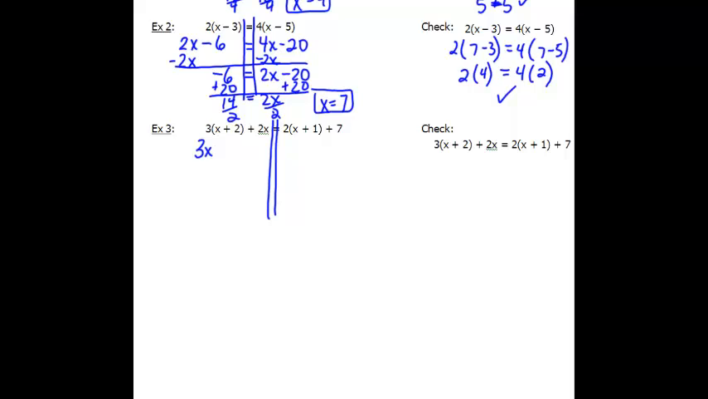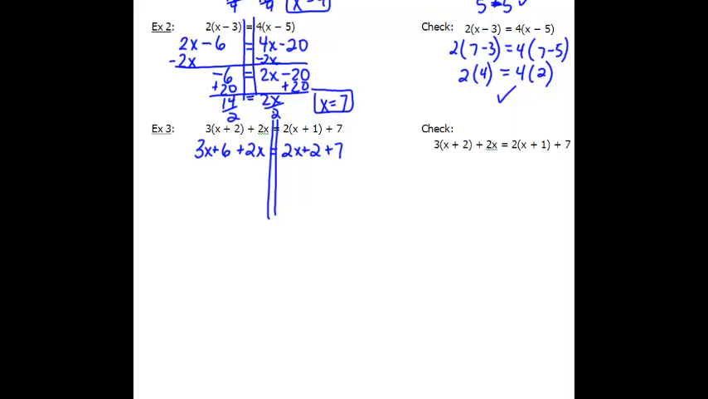So we're going to start with our Great Wall of China. 3x plus 6 plus 2x. Does that equal 2x plus 2 plus 7? Now feel free to stop me at any point and try these on your own. If you're feeling confident, you can pause and just come back and check your answers.